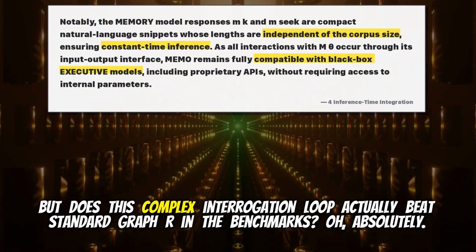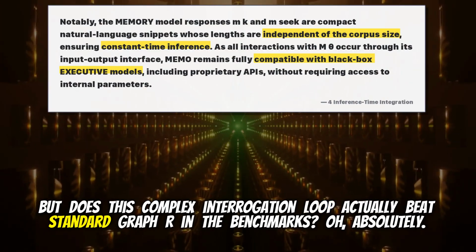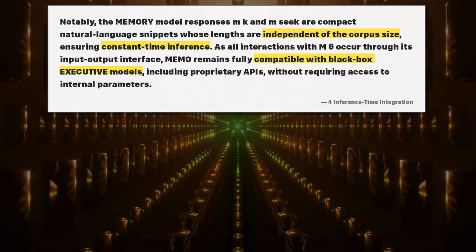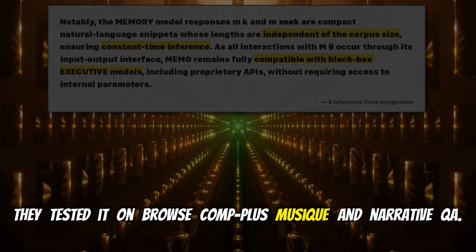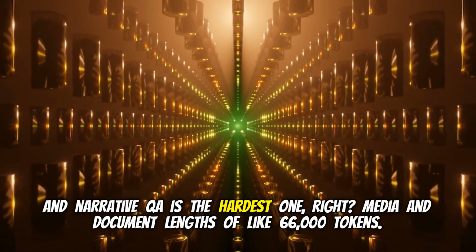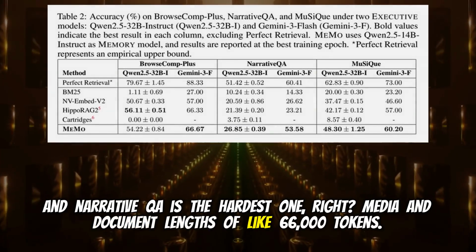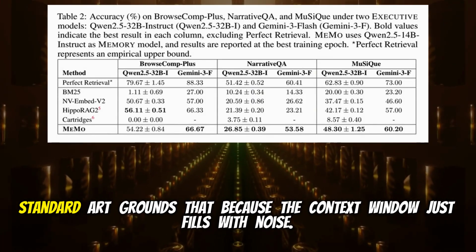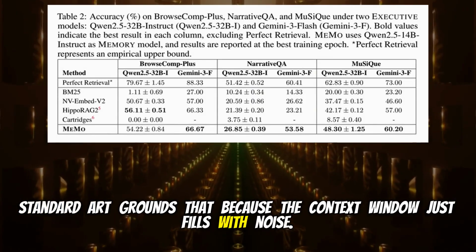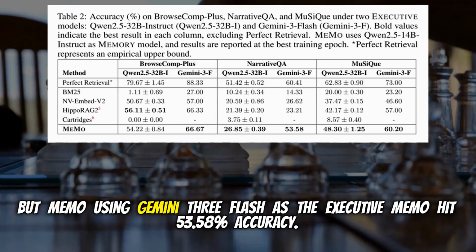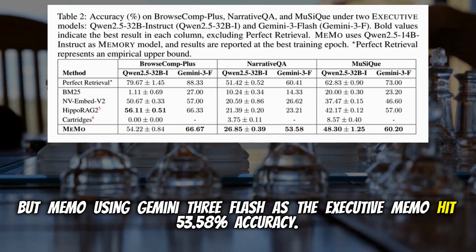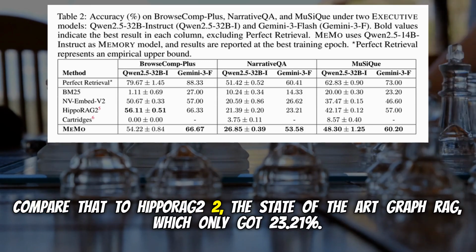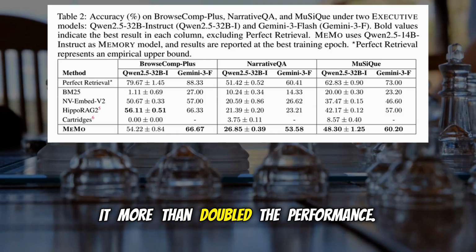Okay, but does this complex interrogation loop actually beat standard graph RAG in the benchmarks? Oh, absolutely. They tested it on BrowseComp-Plus, MuSiQue, and NarrativeQA. And NarrativeQA is the hardest one, right? Median document lengths of like 66,000 tokens. Yeah, you're asking it to follow threads through entire books. Standard RAG crumbles there because the context window just fills with noise. Right. But MEMO, using Gemini 3 Flash as the executive, hit 53.58% accuracy. Wow. Compare that to HippoRAG 2, the state-of-the-art graph RAG, which only got 23.21%. It more than doubled the performance.